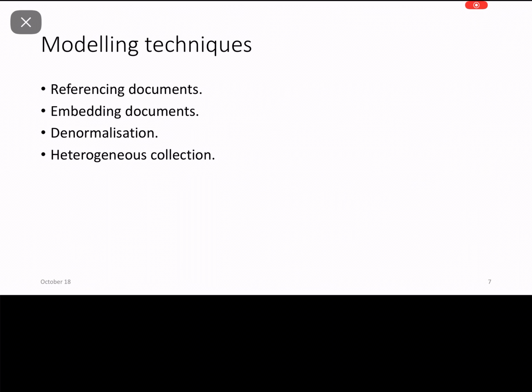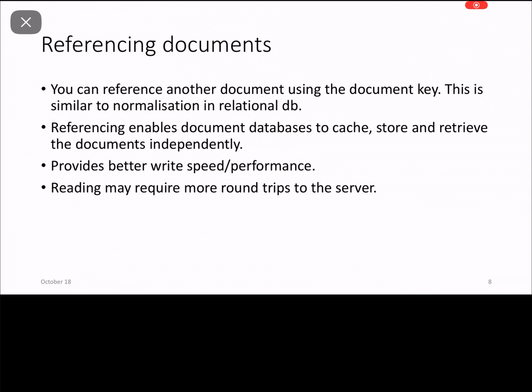There are numerous modeling techniques for document NoSQL databases, but the common ones are these four. Actually, it's just referencing and embedding, because denormalisation and heterogeneous collection are pretty specific. Let's take a look at the first technique, which is referencing documents. The core of referencing documents is alike the normal joins, but it's slightly different in the manner that it does the joins. Hence, it is called referencing instead of joins.